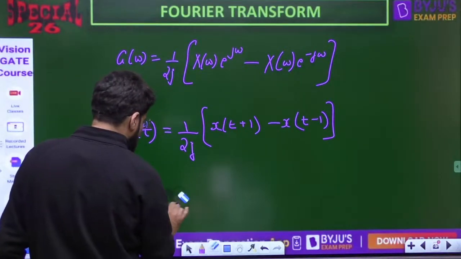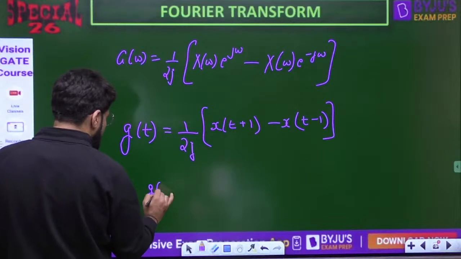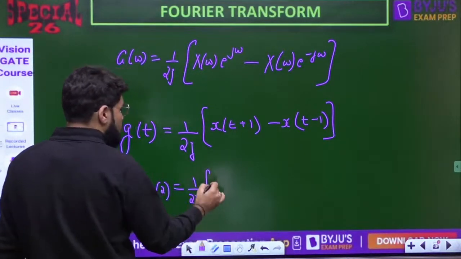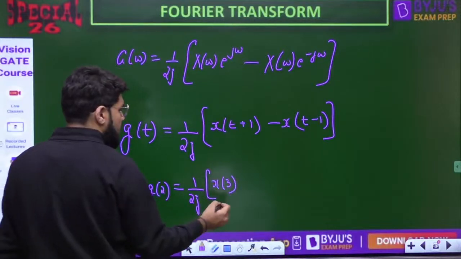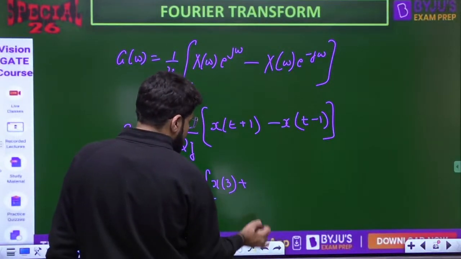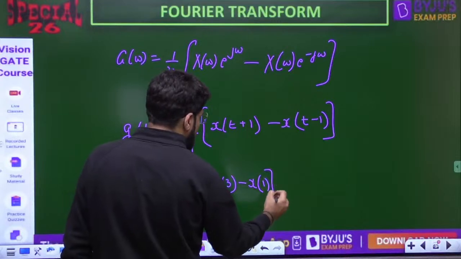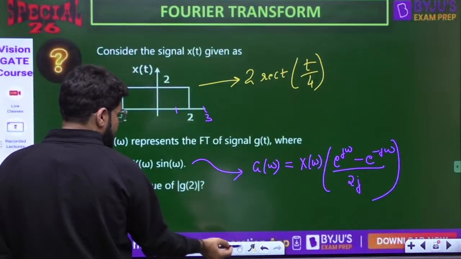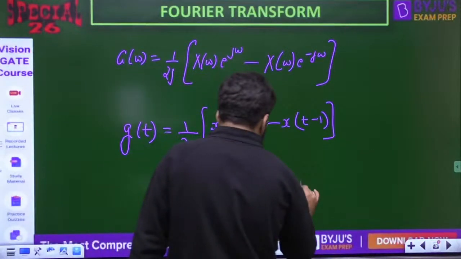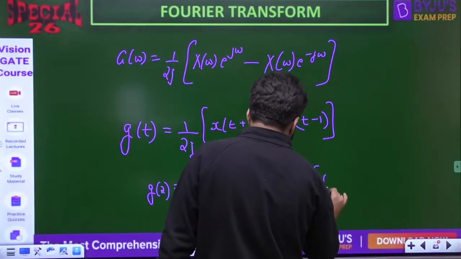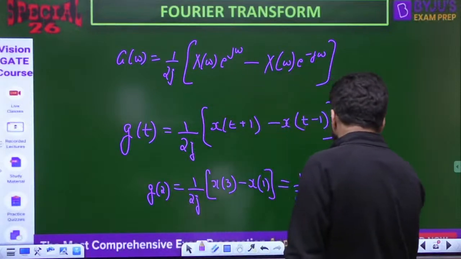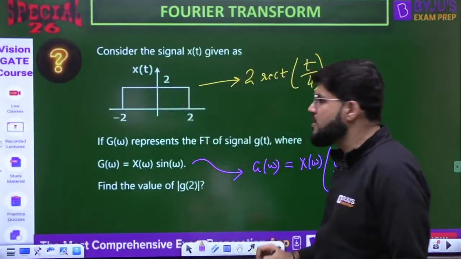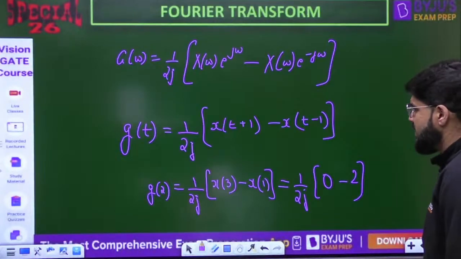First let's find g2 once, then we'll do the modulus part. What is g2? That is 1 upon 2j. Now if t equals 2, then x of 3 minus x of 1. What is x of 3? The signal at 3 doesn't exist, so it is 0. The signal at 1 will be the constant 2. For any value of time between minus 2 to 2, the signal is 2, otherwise it is 0.